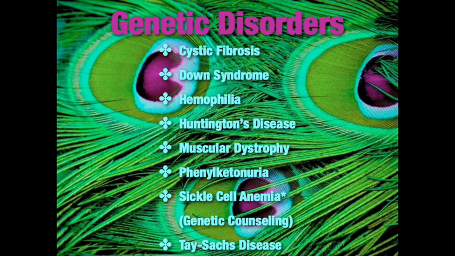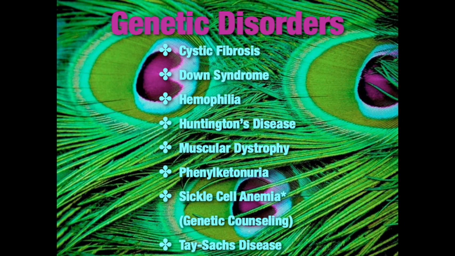Cystic fibrosis, which is discussed in Chapter 7, is a genetic disorder of the exocrine glands. Down syndrome, also known as trisomy 21, is a genetic disorder caused by the presence of all or part of a third copy of chromosome 21. It's usually associated with physical growth delays, mild to moderate intellectual disability, and characteristic facial features.